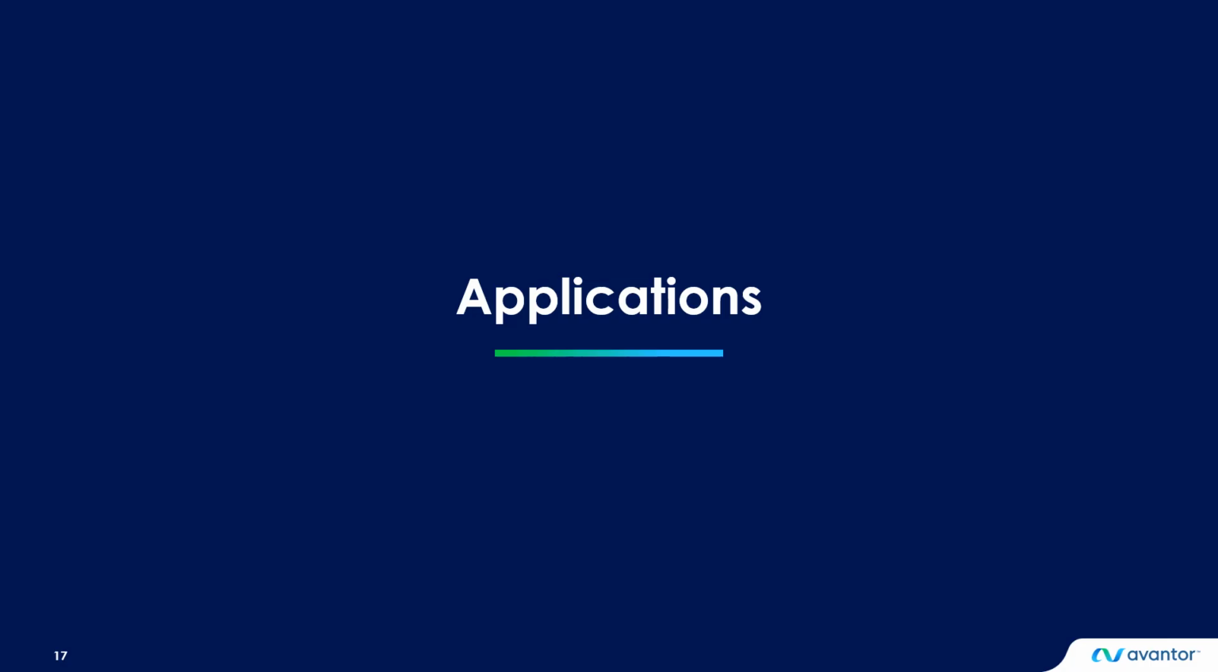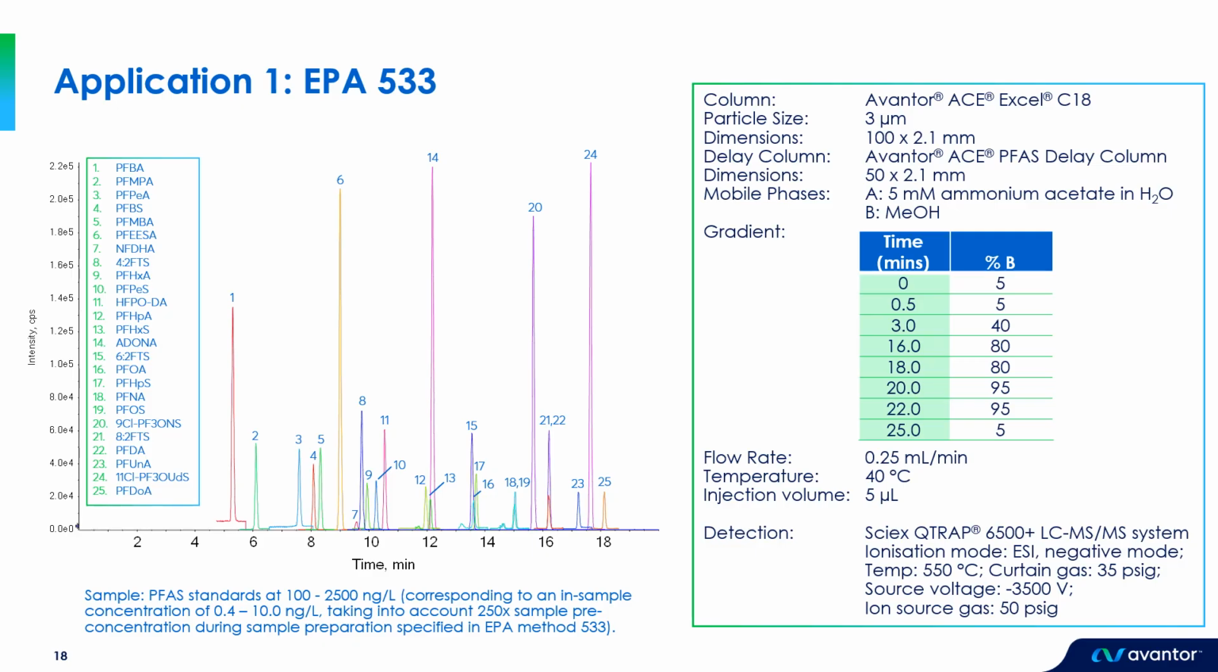So now we've discussed the basics of performing LC-MS analysis for PFAS. I just want to finish by taking a look at some example applications where we apply some of the concepts we've just discussed. So we have here the separation of 25 PFAS using EPA method 533 for drinking water. Here we need to be working at that low parts per trillion level. We use the 10 centimeter Avantor ACE 3 micron C18 column, and we also use that PFAS delay column that we mentioned earlier. Ammonium acetate is used in line A and methanol as the organic modifier in line B.